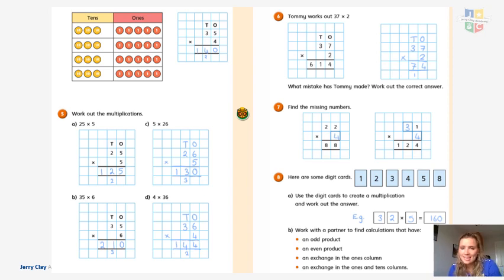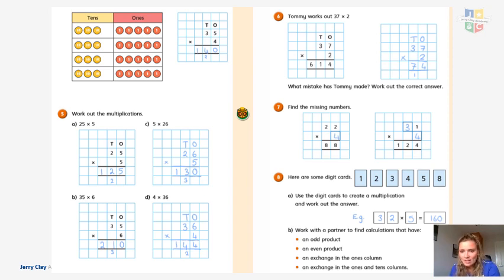For question 6 again, this one is looking at what is Tommy's mistake. So what I would suggest doing for this one is for you to have shown the working out of 37 times 2. You would have then noticed that Tommy hadn't exchanged on his, whereas you had to exchange 10 ones for 1 ten in your ones column, rather than just putting it straight into the equals brackets.